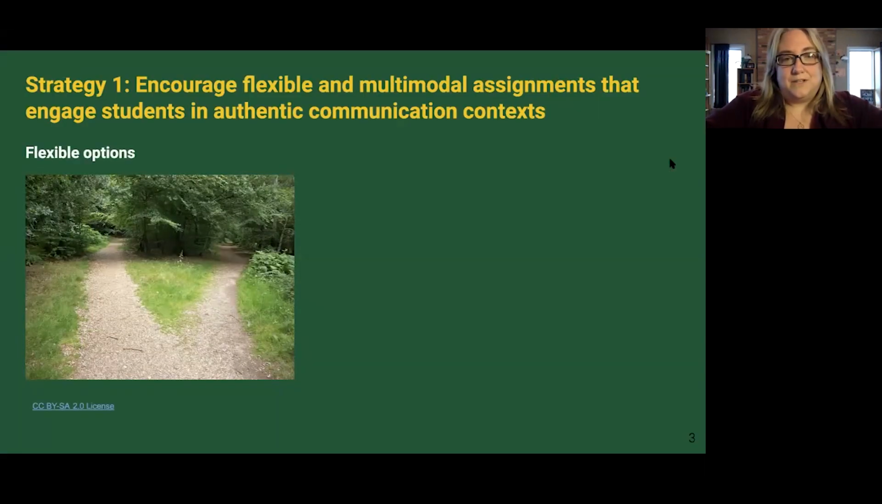So the first of 2 strategies that I'm going to share with you today to engage student writers is to encourage flexible and multimodal assignments that engage students in authentic communication contexts. Designing flexible assignments here means offering choices for students so that they can meet learning objectives in ways that meet their own interests, their strengths, and their access needs. Offering this kind of flexibility through assignment design allows students to have agency in terms of how they engage with researching, with thinking, with writing.